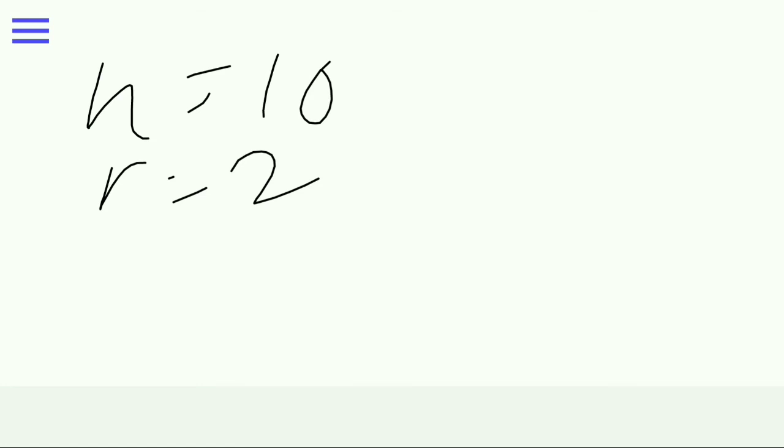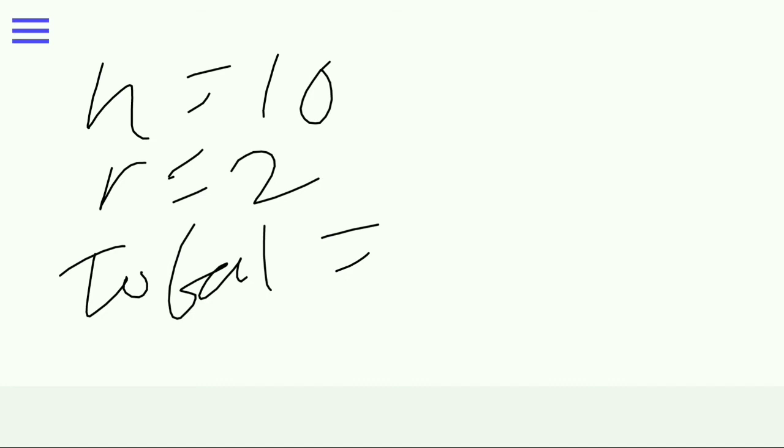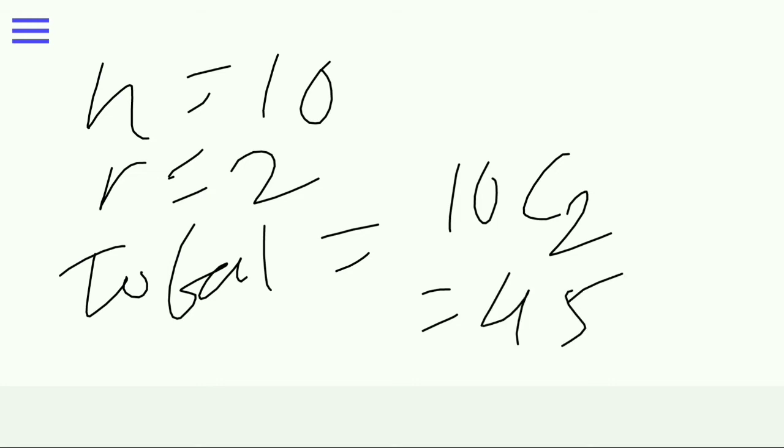This is a question related to combinations. So here the total number of handshakes will be 10C2. After calculating, we'll get 45.